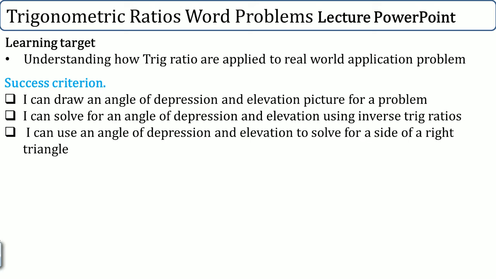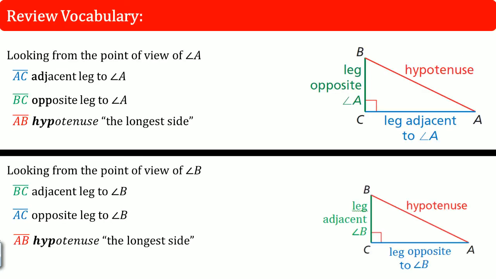Your three success criteria are: 1. Can you draw an angle of depression and elevation picture for a problem? 2. Can you solve for an angle of depression and elevation using your inverse trig ratios? Then lastly, can you use and apply the angle of depression and elevation to solve for a side of a right triangle? So let's review our vocab here.